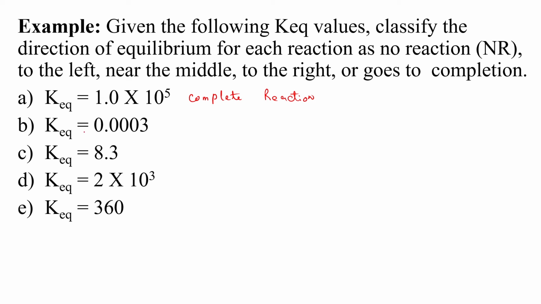Okay. When the K equilibrium is very, very small, which is 10 to the negative 4 here, you can say it is towards the reactant or to the left. And you can even say that no reaction, because this is a very small number. It is even smaller than 10 to the negative 3.